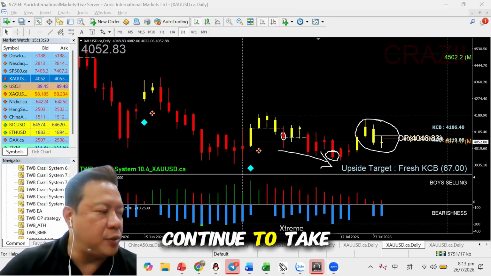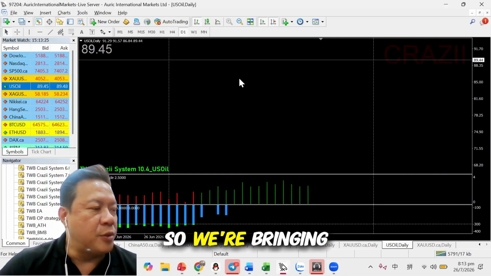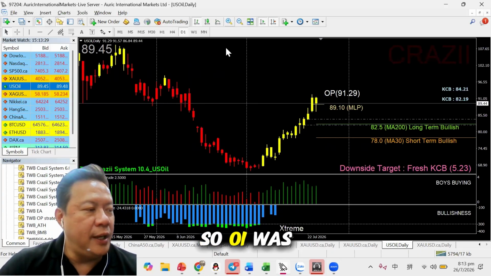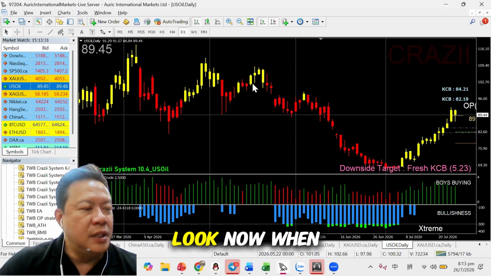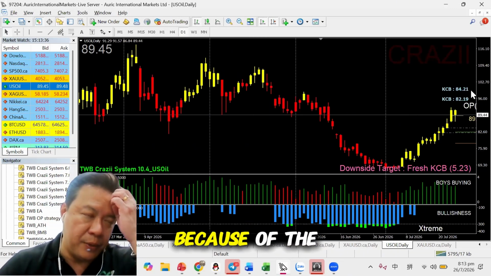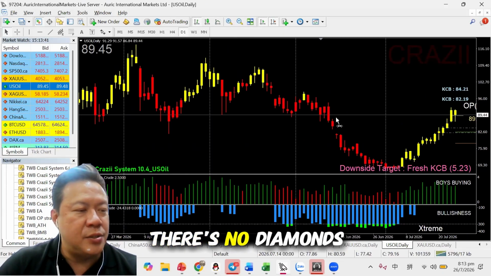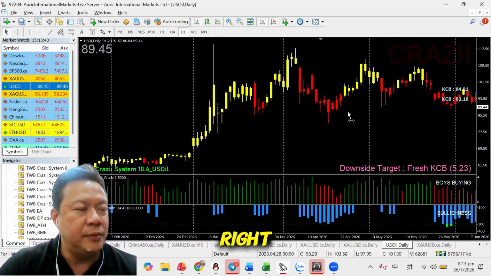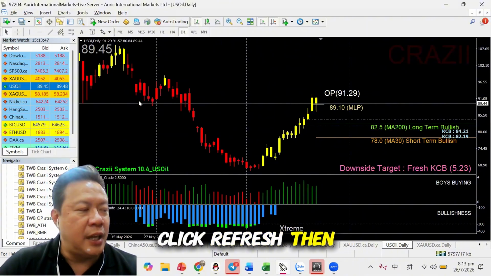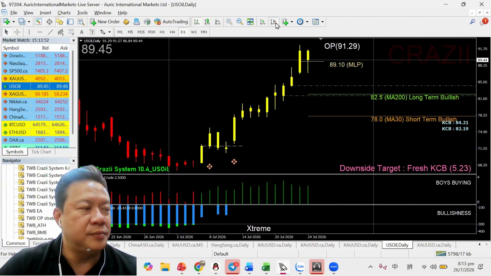Okay, so we can continue to look out for more K trend examples. So we bring in oil. So for oil, was there a K trend? Let's take a look. Now, when you do this on MT4, it's very easy for the diamonds not to come out because of a calculation issue. So if you look at this, there are no diamonds across the board. So how do we fix this? Right click, refresh, then the diamonds will pop up. And now it becomes much clearer.